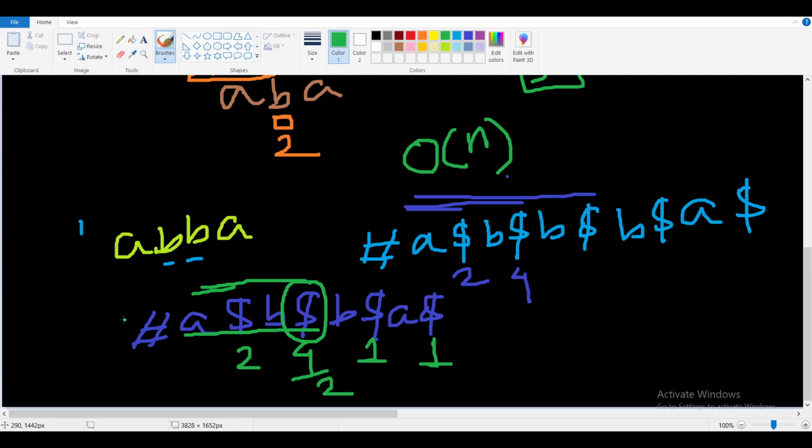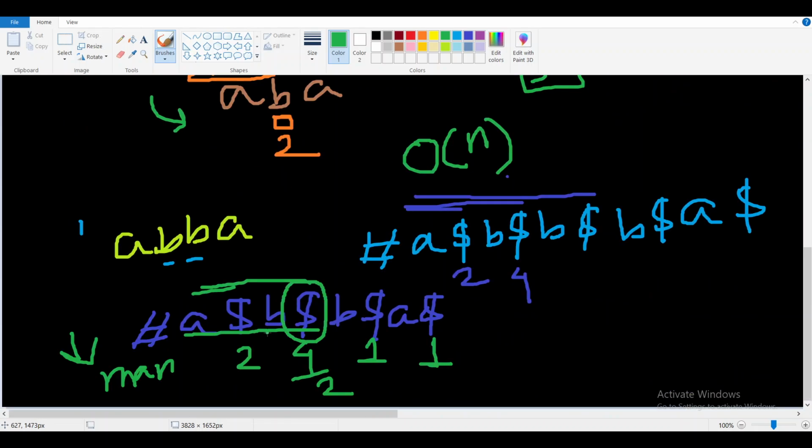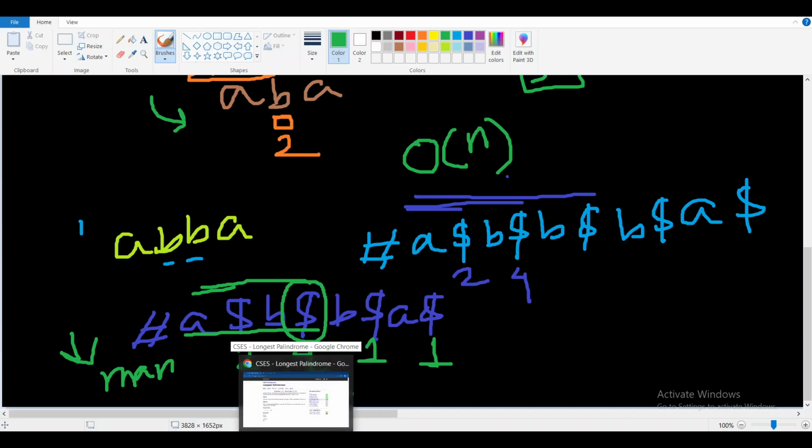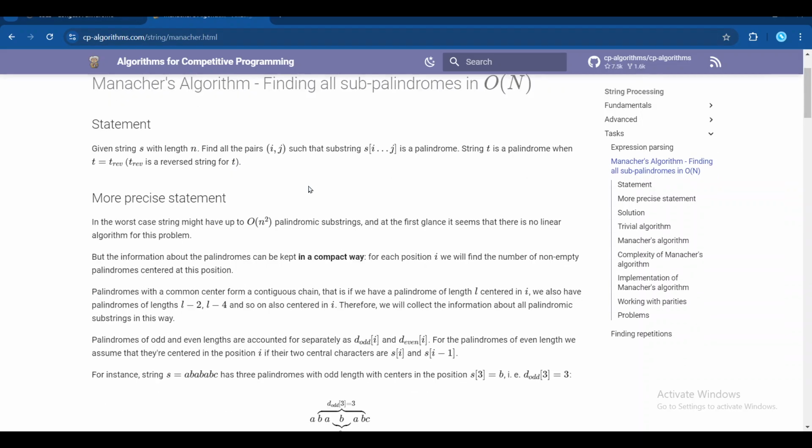How we build this man array? This is the man array. How we build this man array in order of n is the important part, because after that the algorithm will be straightforward. We'll construct the man array for both odd value and even value, and then we'll try to figure out what is the maximum length of substring we can form centering around the current index. So this is the solution, but the main problem is how we are going to find the man array in order of n. So I will refer to the Manachar algorithm in the CP algorithms article.